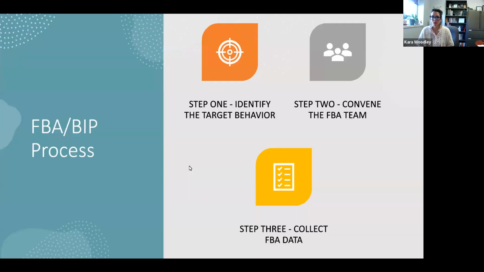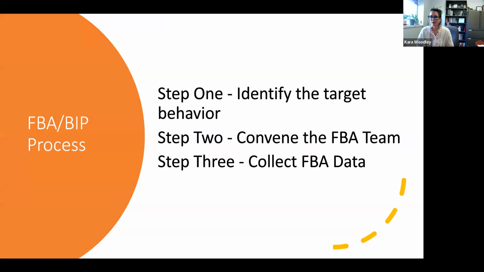So looking at the FBA and BIP process, of course, we start with that functional behavior assessment. The student has a behavioral need. The behavior is impacting his or her learning or that of others. We want to definitely identify the target behavior. Second, we want to convene the FBA team, which is that multidisciplinary team. If you think back to SPED 704, where we talked about the multidisciplinary team and who's on that process, step 3 is collect the data. Looking at that again, just in a different format, so that you can have an outline here.